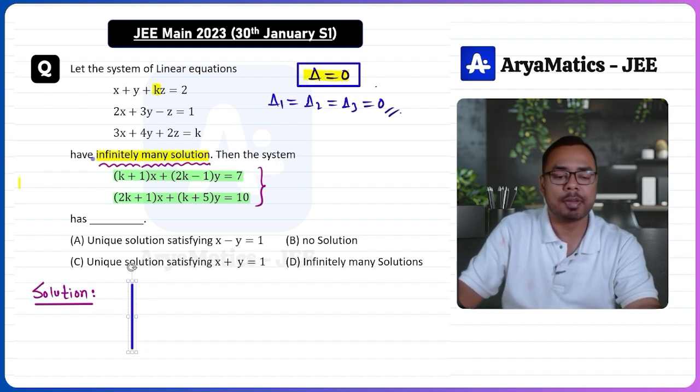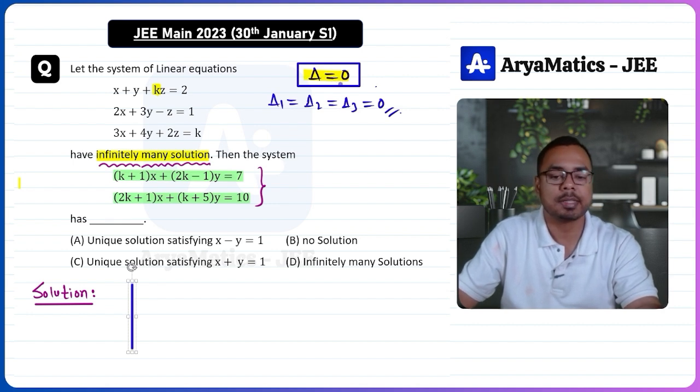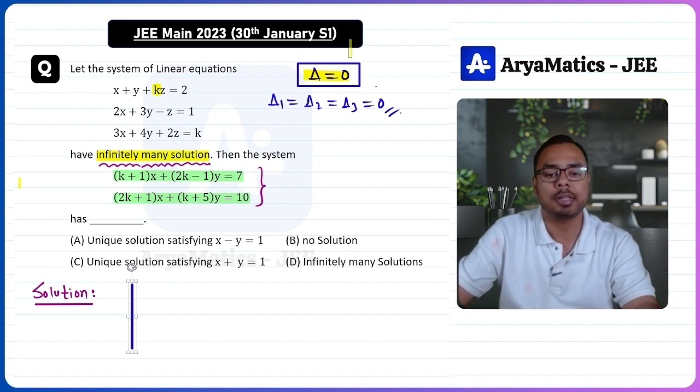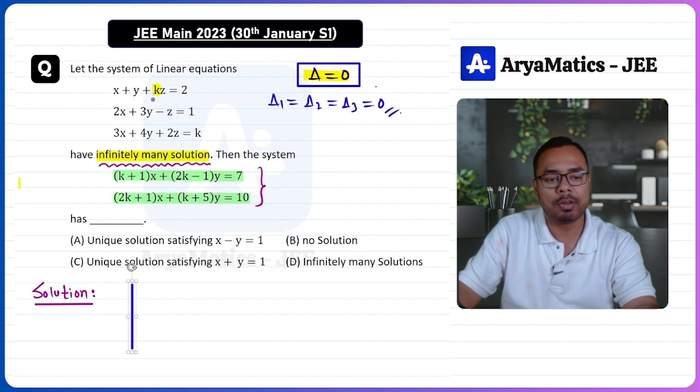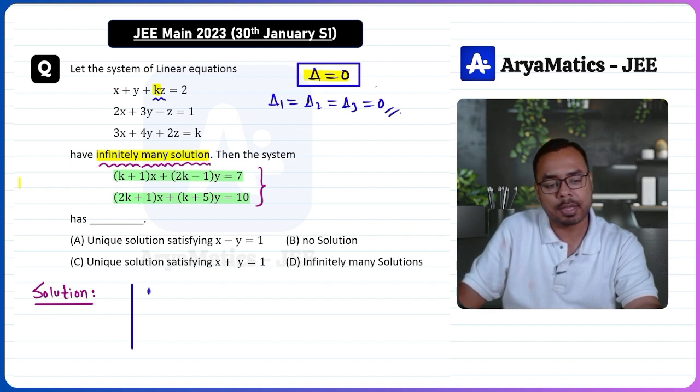Because it has infinitely many solutions, the determinant of the coefficient matrix must be 0. That is a necessary condition but not a sufficient condition. The sufficient condition will be that delta is 0 and these three are also 0. But because we have to find the value of this unknown k only, there is only one unknown, so by equating delta to 0, we can get the value of that k.